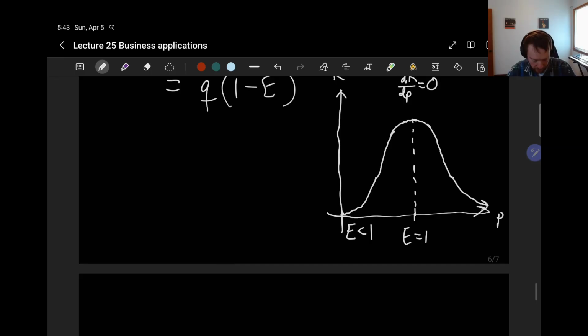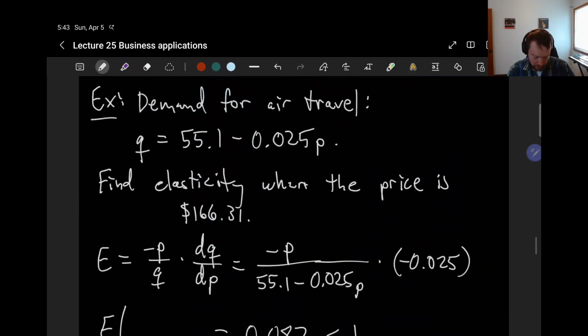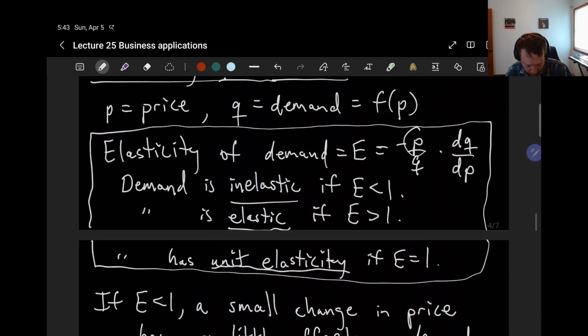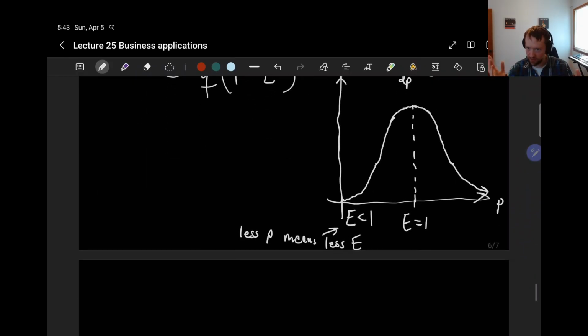And I'm writing it over here because E and the price, P, are related. So think less P, or lower price, means less E. And you can kind of see that in the formula. If P is a smaller number, then certainly this part will be smaller. But I think it mainly comes from the concept, what's happening conceptually.